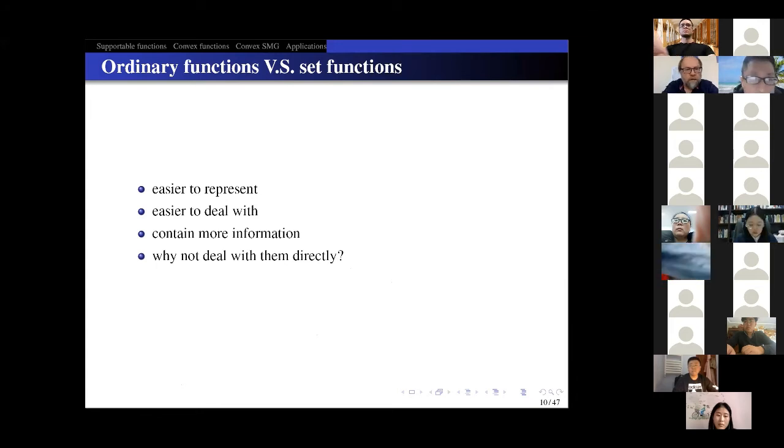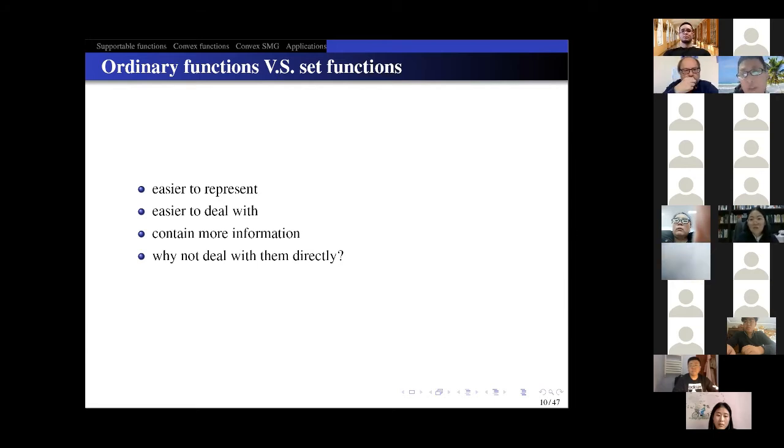So we argue that for a large class of problems where there is an ordinary function like this Cobb-Douglas function, the traditional way to study this problem is to transform it into a set function and use cooperative game theory to study it. Sometimes we may use the Bondareva-Shapley theorem, for example. And we argue that this traditional way may not be so reasonable, because the ordinary function is easier to represent, it's easier to deal with, and in many cases we may use calculus to study it.